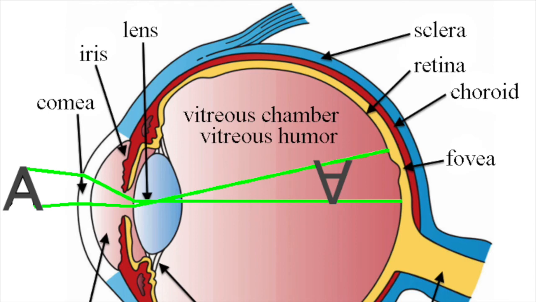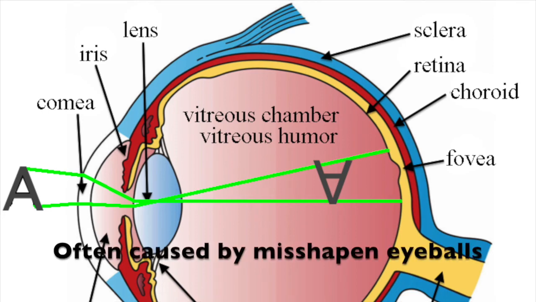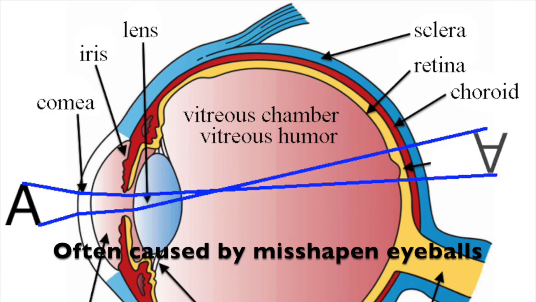Two common ailments of the eye are nearsightedness and farsightedness. Nearsightedness is when images are focused before they hit the retina, and farsightedness is when the images are focused behind the retina.